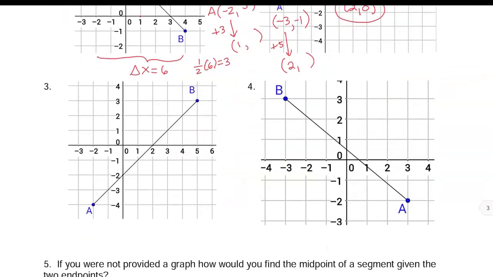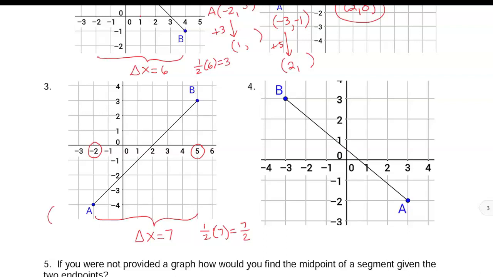Okay, you could probably do these quicker, but because I'm showing it to you, I have to write it out. You probably don't need to write all this out anymore. A is at negative 2 and B is at 5, and the change from negative 2 to 5 is 7. And half of 7, you could say, is 7 halves or 3.5. I'm going to leave it as 7 halves. It's up to you. It doesn't matter to me which you prefer.